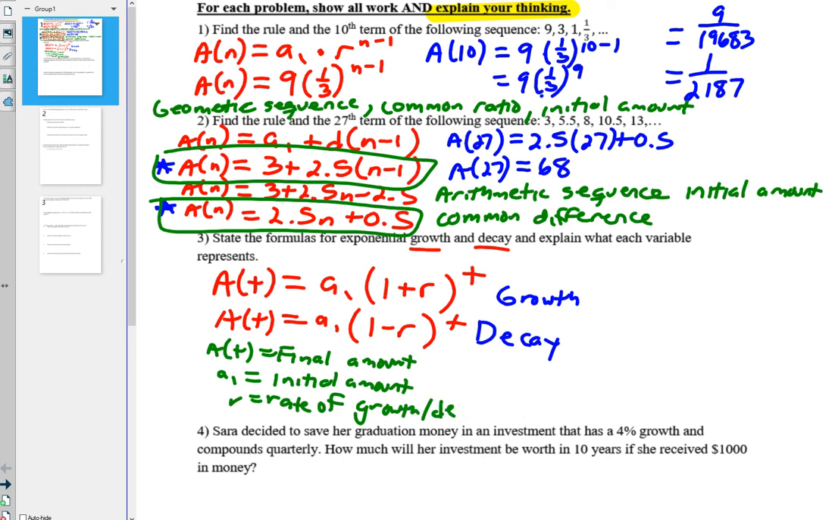But if you only write one formula, then you probably have to write something along the lines of, when R is greater than 1, you have a growth. No, sorry, just kidding. When R is greater than 0, we have a growth, because that makes it positive. And when R is less than 0, that's a decay.